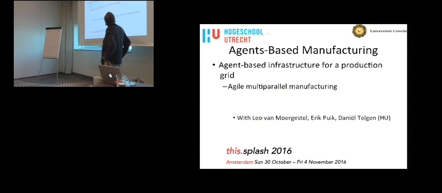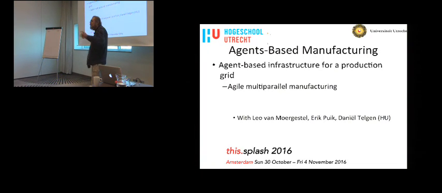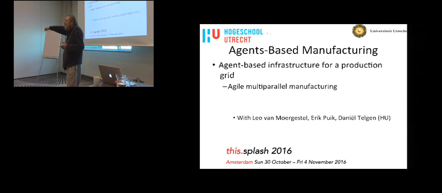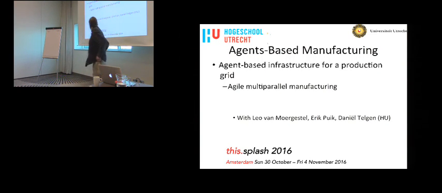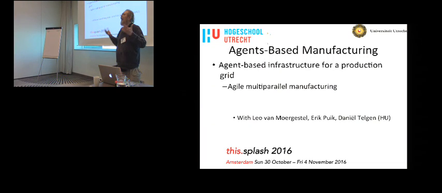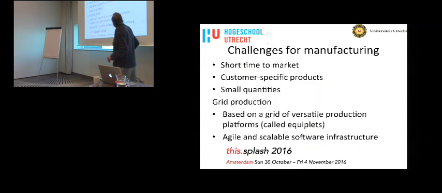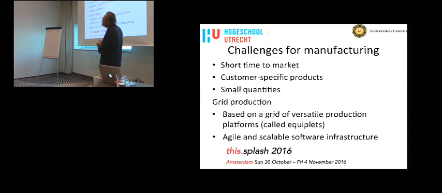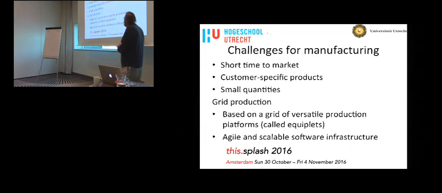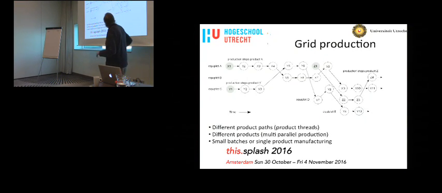This is agent-based manufacturing, applied for a production grid. That means it's a grid of small machines, and a product goes along a certain path to get itself made by means of these small machines. This is much more agile and flexible than normal production methods, and it is based on agents. The challenge is a short time to market, customer-specific products, and small quantities. Grid production is based on a grid of prototype production platforms called equiplets, and an agile and scalable software architecture. Here you see in a picture how this works.